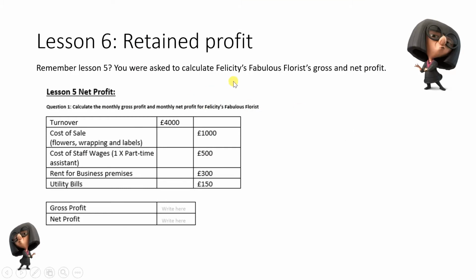Well, you need to use the information you had from lesson 5. It's here again just in case you've forgotten what it is. You've got to work out some figures for Felicity's fabulous florist. You need to calculate her gross and net profit. Even if you have done it, it wouldn't be any harm recalculating it and working it out.